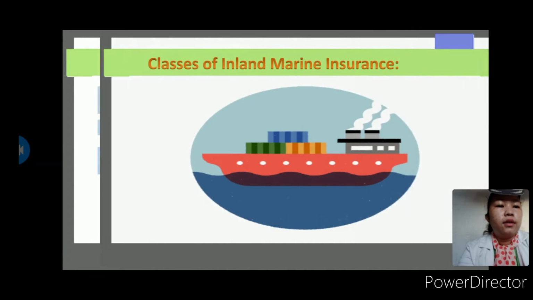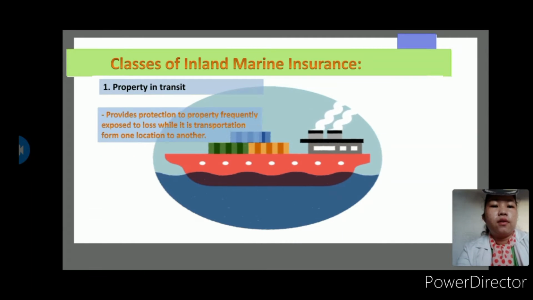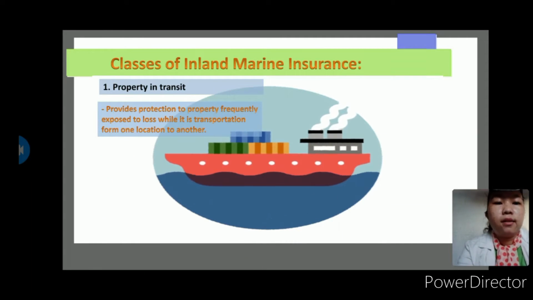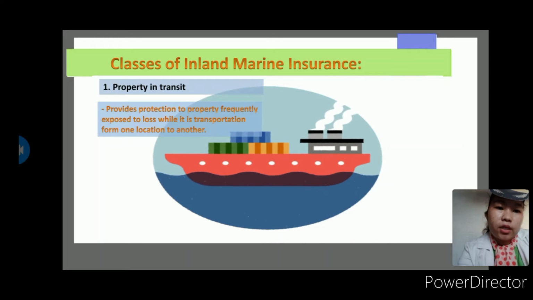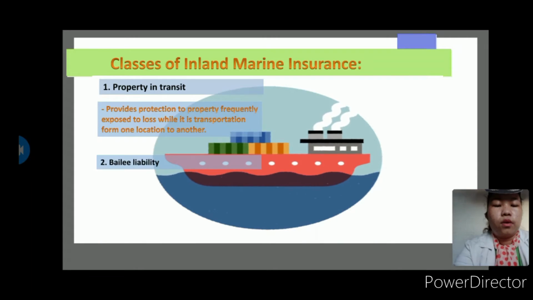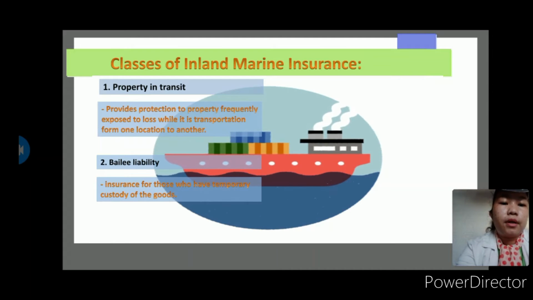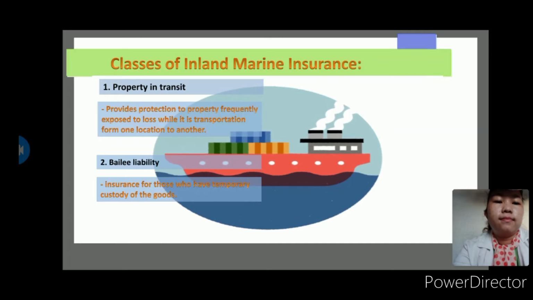So now, it leads us to the classes of inland marine insurance. So we have the property in transit. This provides protection to property frequently exposed to loss while in transportation from one location to another. We also have the bailee liability insurance for those who have temporary custody of the goods, as mentioned earlier: those warehousemen, processors, and other bailees.